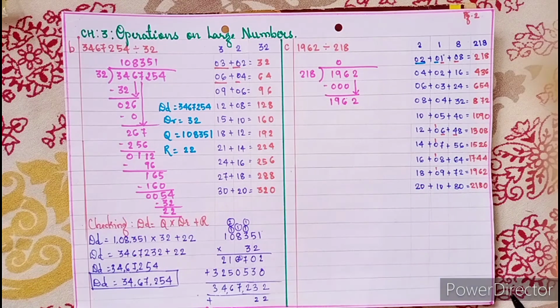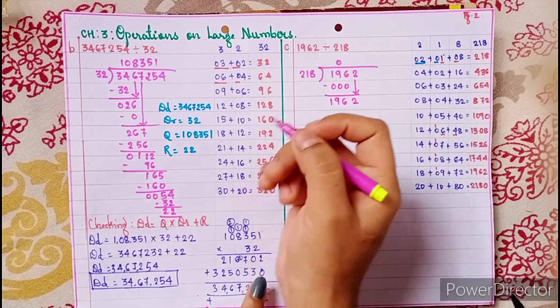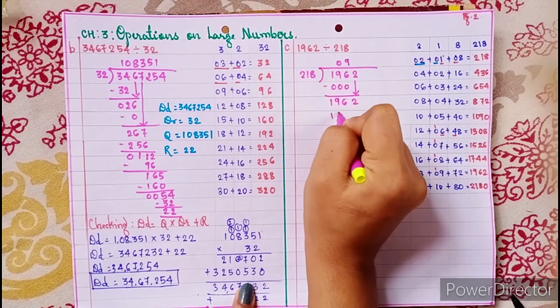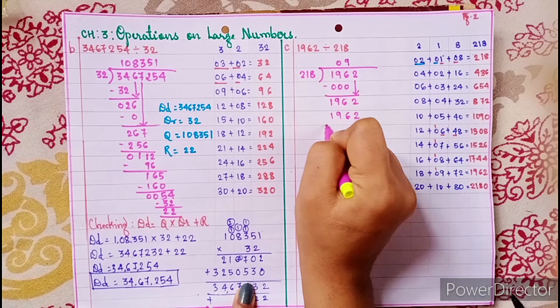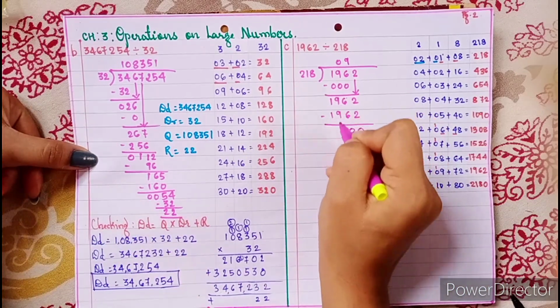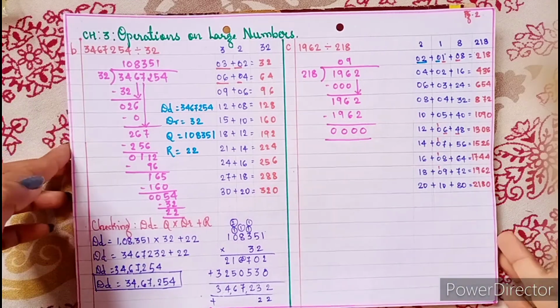Now I have to divide 1962, which is a nearby number. 218 times 9 is 1962, which is divisible exactly. Therefore 9s are 1962. Subtract this. From 2, 2 goes out 0, from 6, 6 goes out 0, from 9, 9 goes out 0, from 1, 1 goes out 0. Thus the remainder is 0.